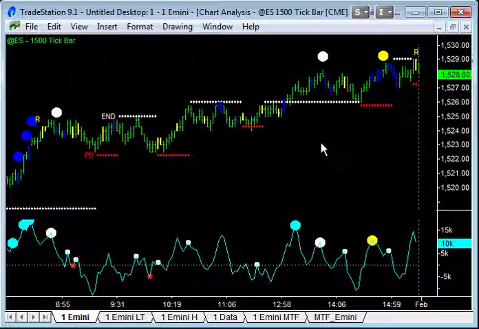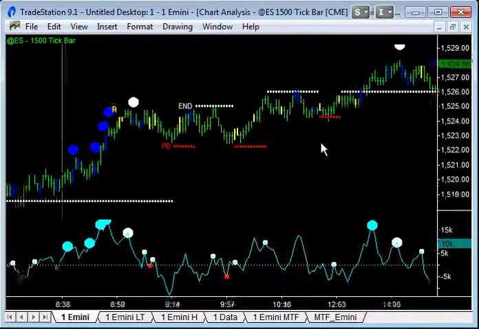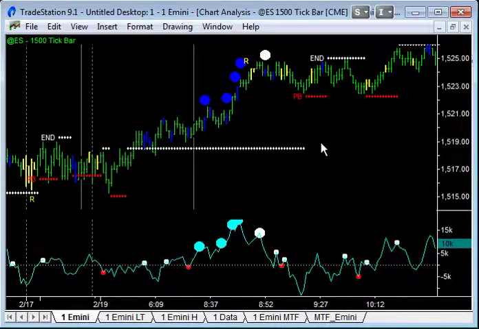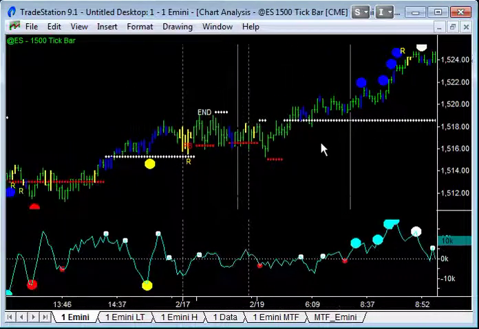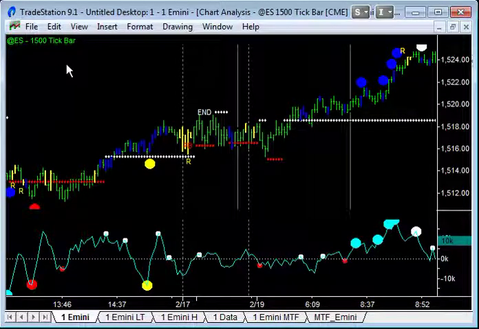So let's go through today's trade in a little bit of detail because it shows how the combination of those three indicators comes together to help you make a trade. First of all, I'm just going to pull up the 1500 tip bar chart. For me, the 1500 tip bar chart is the most important one. It's the middle time frame.